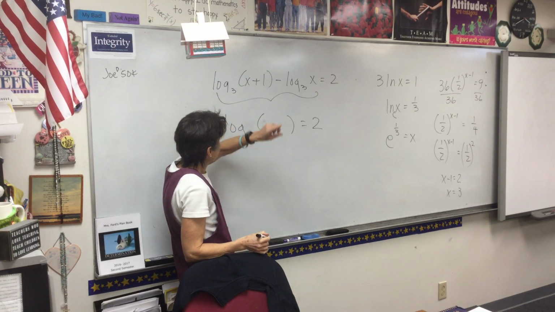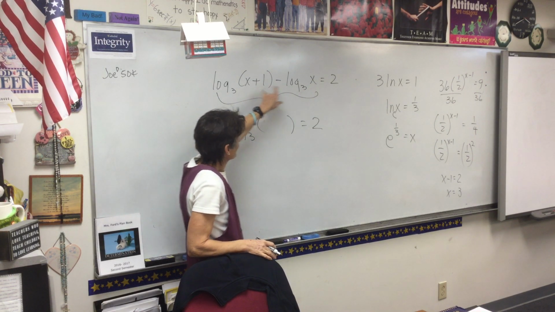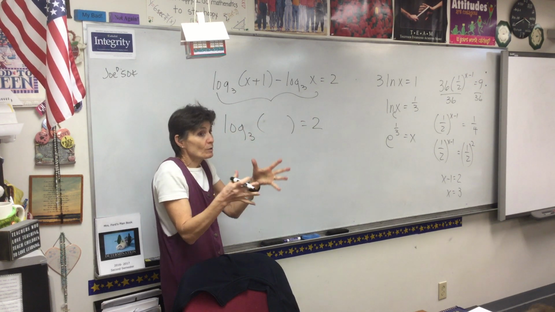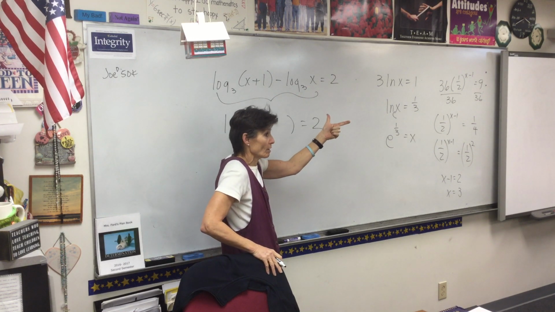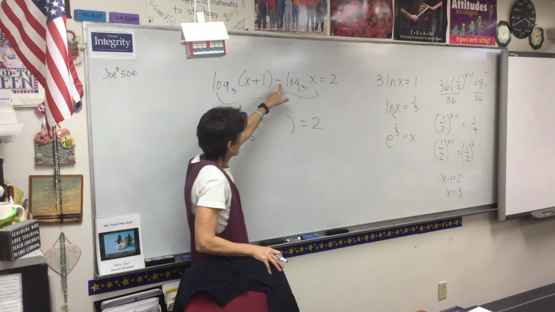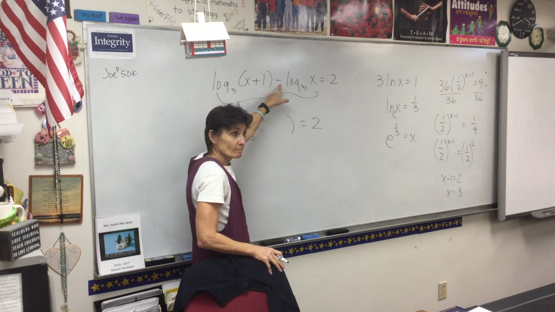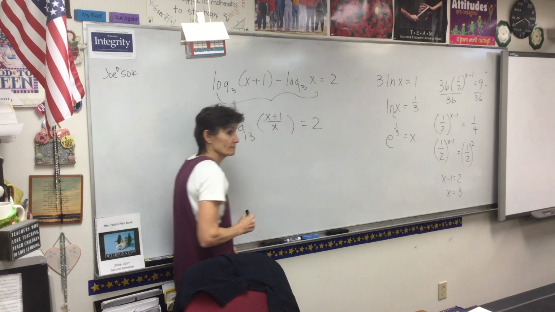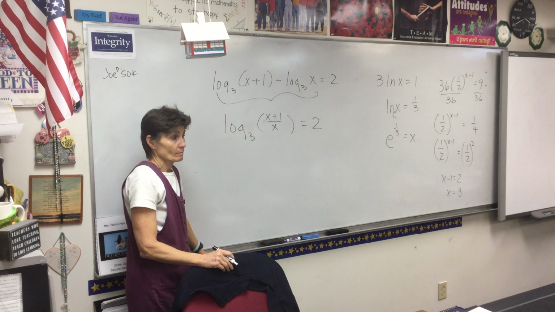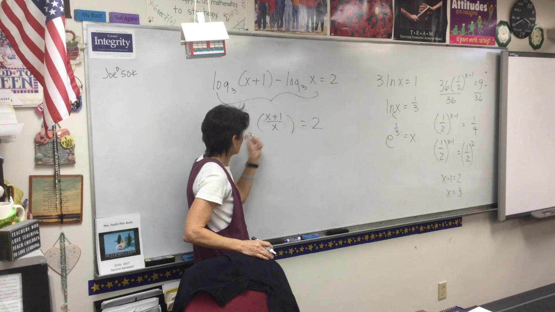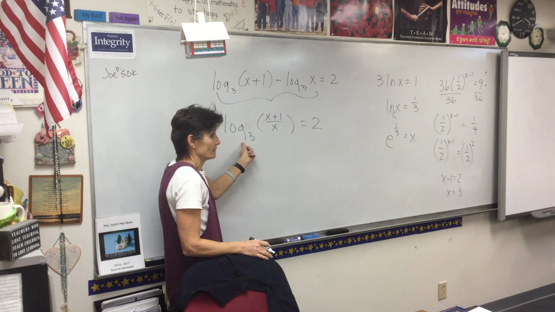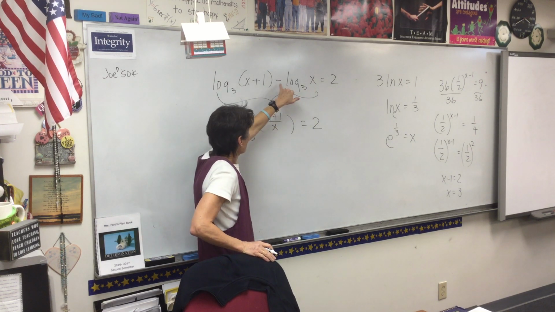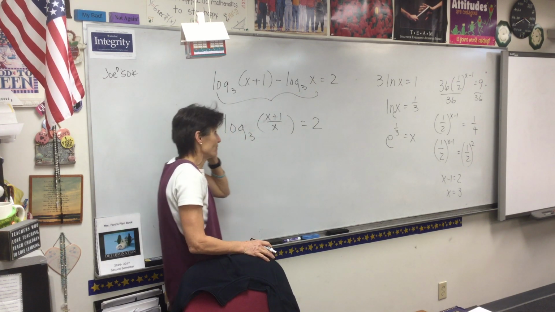That means you have to do something with the x plus 1 and the x. What are your choices? When you combine them, you're either going to multiply them or divide them. Since that's a minus, divide. So x plus 1 over x. These have got to be put together into one. That's a minus, so when you combine them, it's a division.